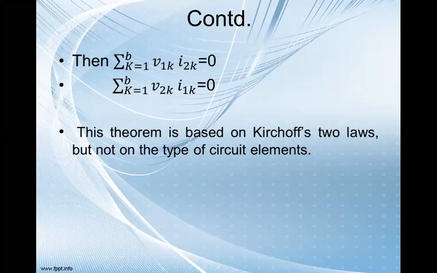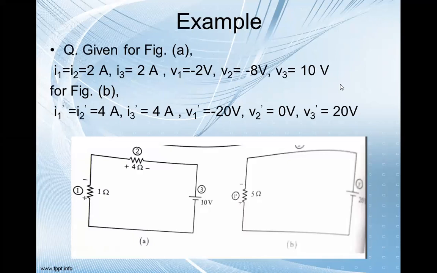I will demonstrate this with the help of an example. This theorem is based on Kirchhoff's two laws, but not on the type of circuit elements. So I will take the example directly. First draw these circuits. There are two networks. One has a 10 volt source with a 4 ohm and a 1 ohm resistor. The other has a 20 volt source and a 5 ohm resistor.